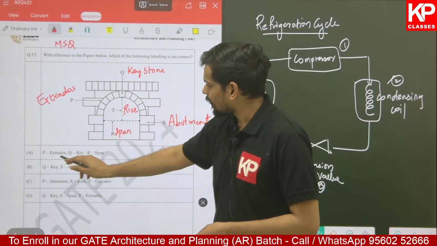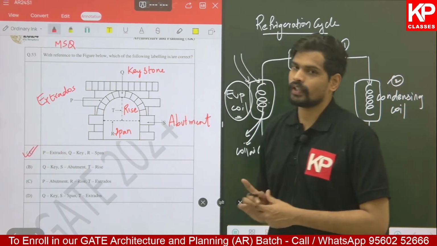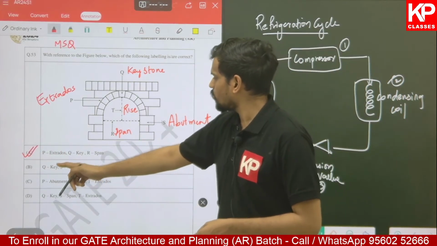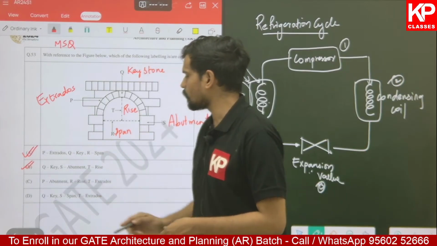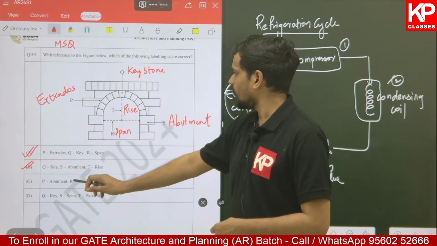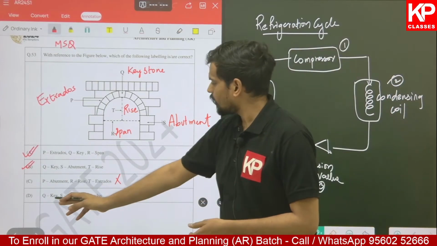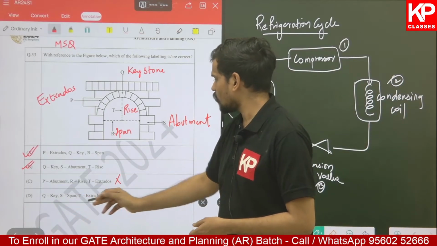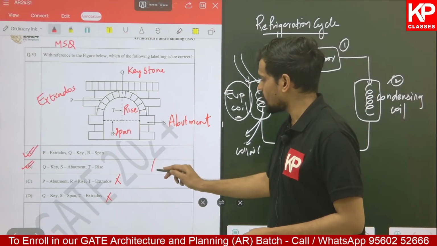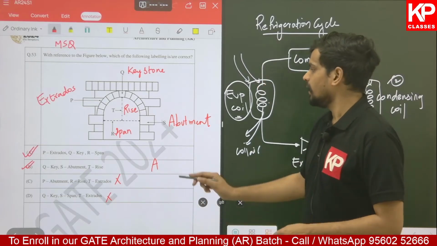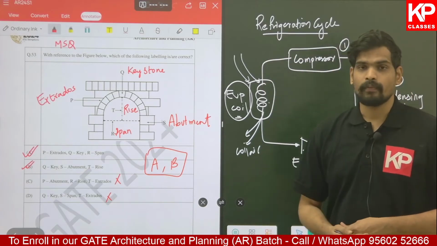P extrados, correct till there. Q is key, that's also correct. R is span, so option A would be the correct one. Moving on to the next one, Q is marked as key, that's correct. S is marked as abutment, T is marked as rise, so that also is a correct option. The next one, P is abutment, which is not correct, so this is an incorrect option. You need not even check the remaining points. Q is key, that's correct till there. S is span, S is not span obviously, S is abutment, so that's also an incorrect option. So the correct options in this multiple select type question for 1 mark will be A and B. So that's the correct answer for question number 53.